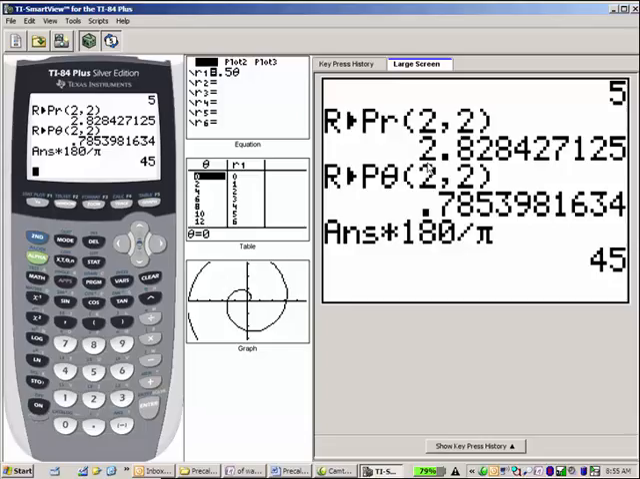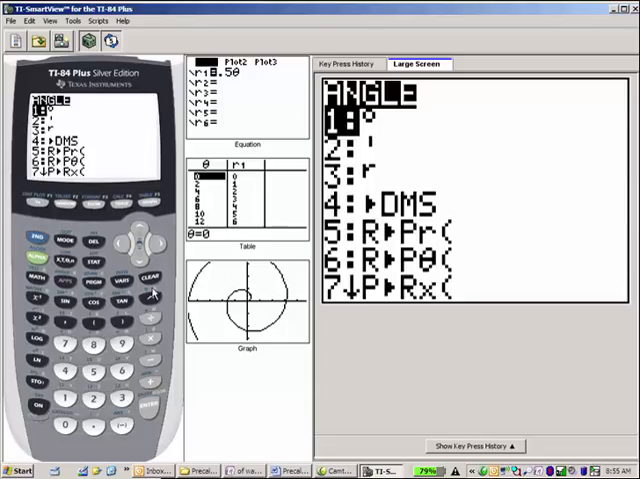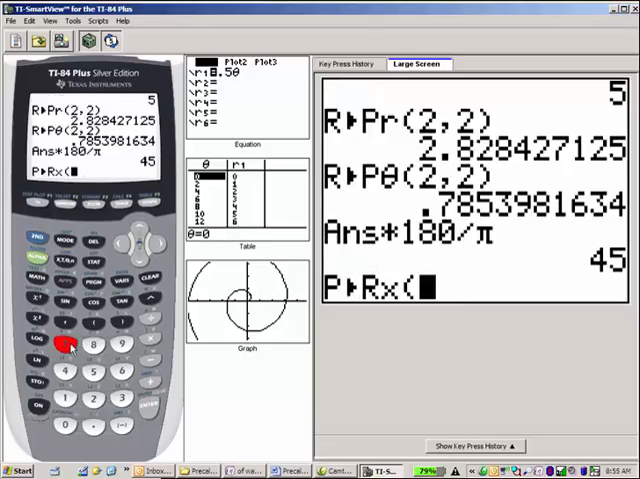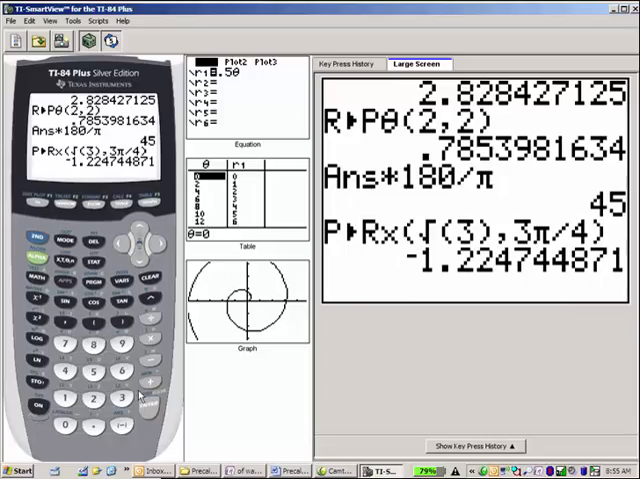If you have it in polar, like we could do this one. So if we do second angle and we do 7, if we give it the polar coordinates, it will find us Rx, where x is the x-coordinate. Now look, we have to be in radian mode to do this. So if I type in square root of 3, and then 3 pi over 4, it'll tell me the x-coordinate is negative 1.22. Hey, how cool is that?